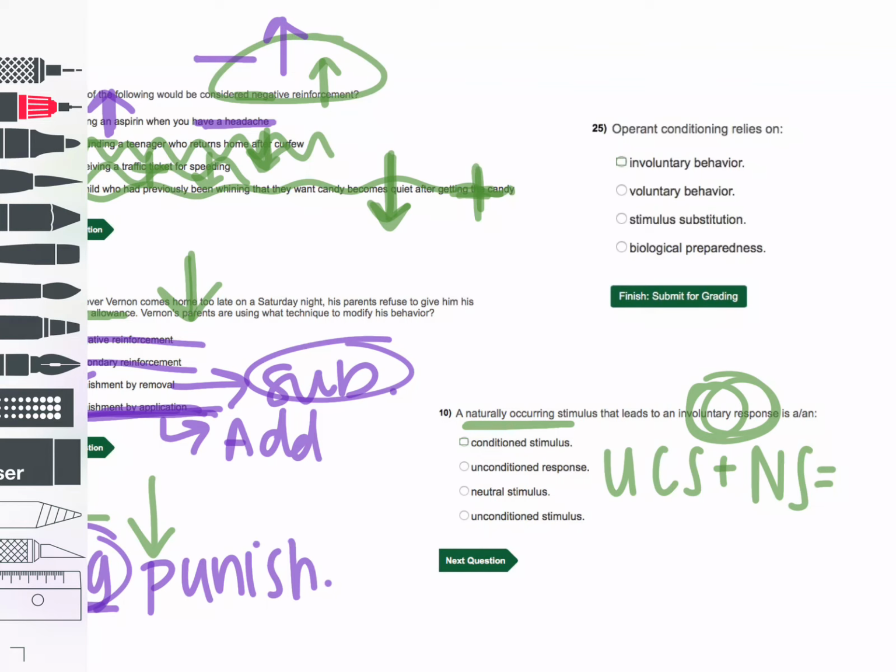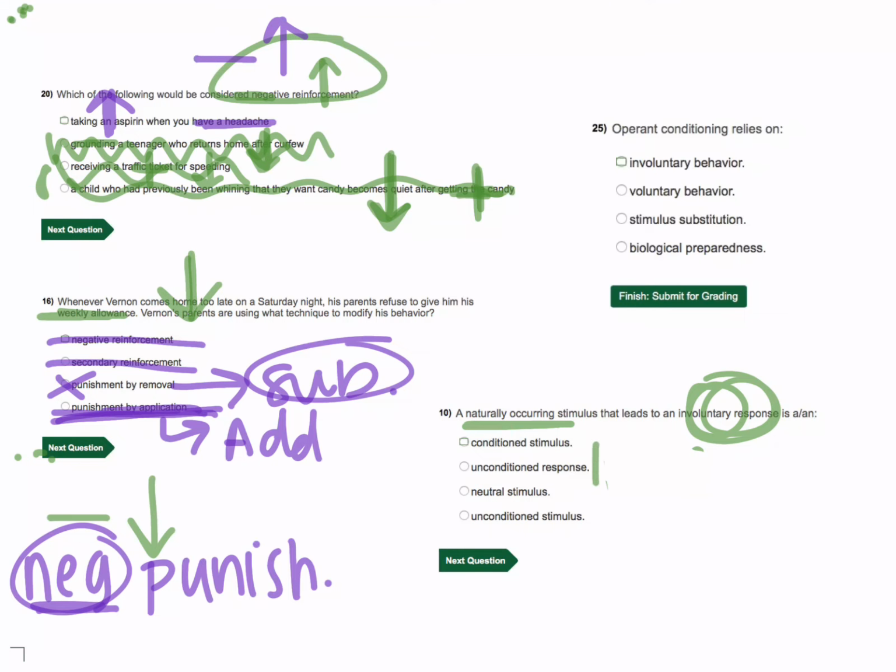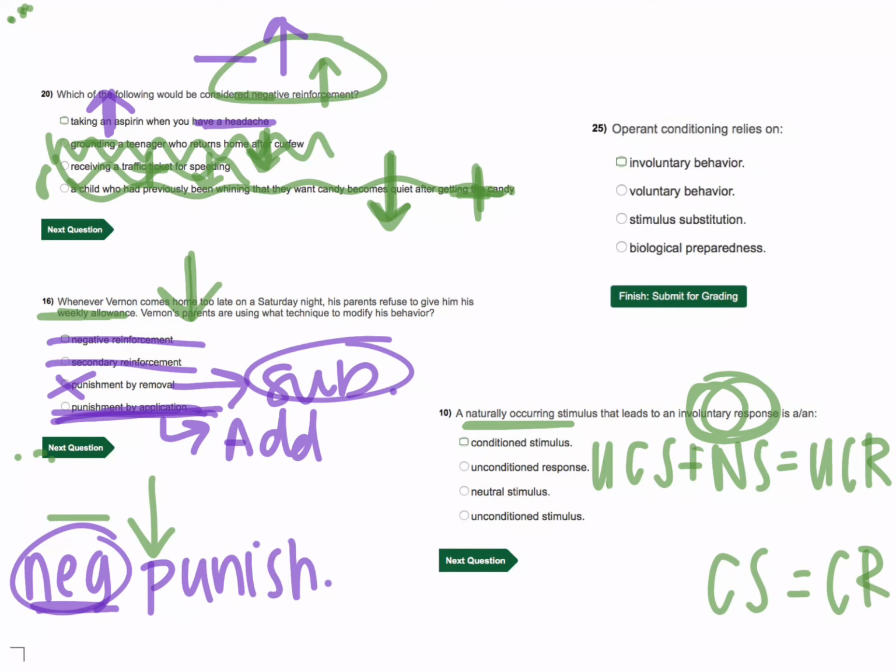I'm going to make that a lot smaller. Maybe, if it lets me. There we go. I'm trying to write that a little smaller. We have, again, the unconditioned stimulus plus a neutral stimulus giving us an unconditioned response. Then we have a conditioned stimulus and a conditioned response.